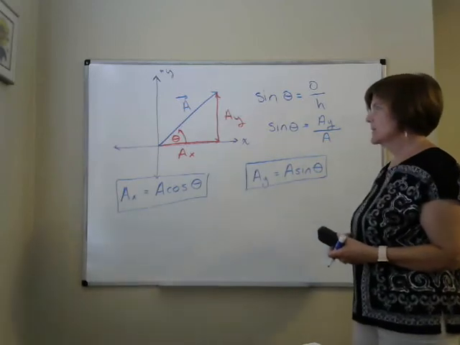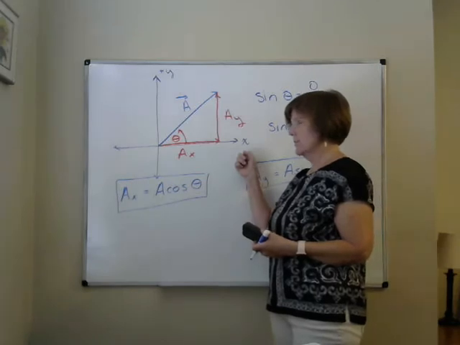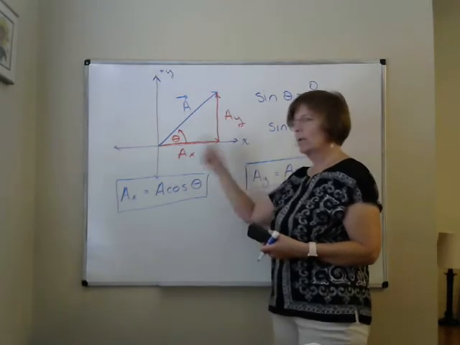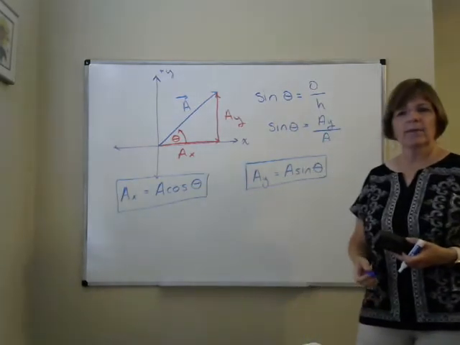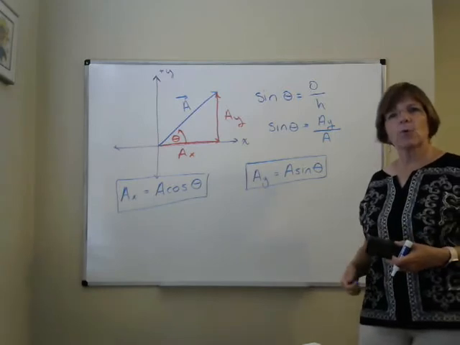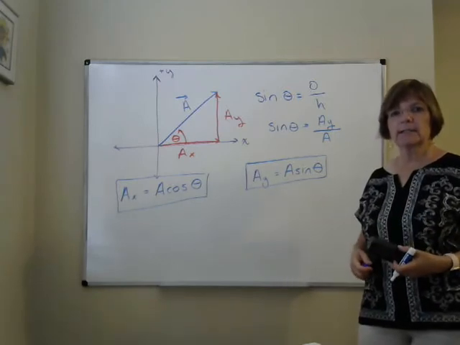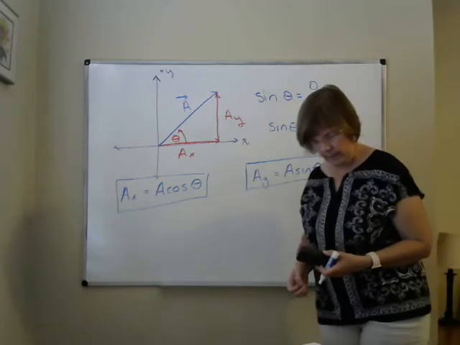If the x component's positive, it's pointing in this direction. If the x component's negative, it's pointing in a negative x direction. If the y component is positive, it's pointing up. If the y component is negative, we know it's pointing down.